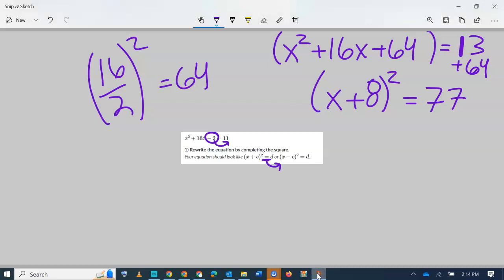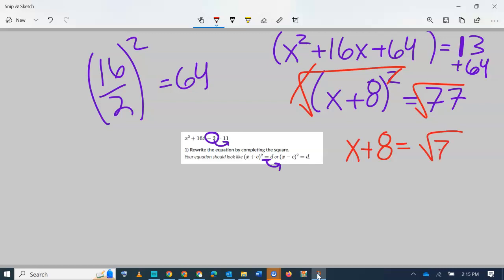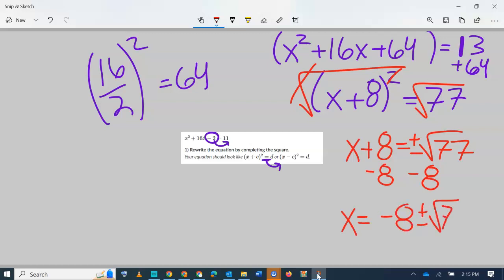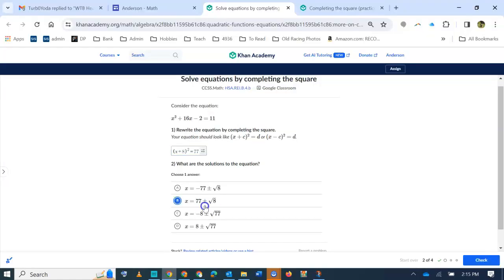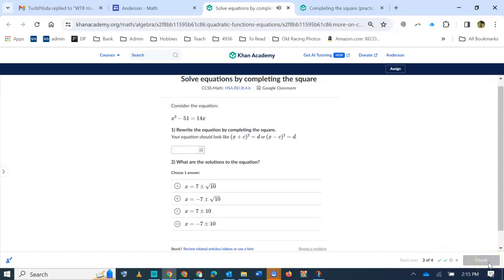Now, let's solve for x. So just like last time, first step is we got to square root both sides. So that cancels that off. X plus 8 is equal to the square root of 77, plus and minus. And then we're going to subtract 8. So x is equal to negative 8 plus minus the square root of 77. Negative 8 plus minus the square root of 77. All right. And I'm done there.